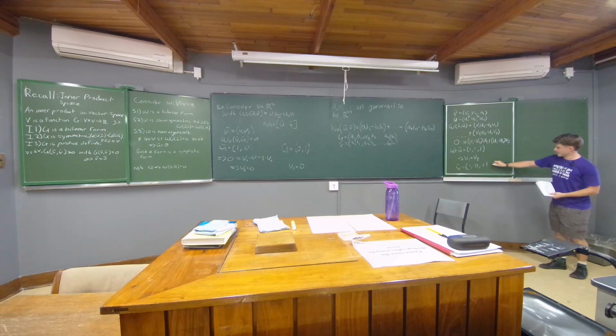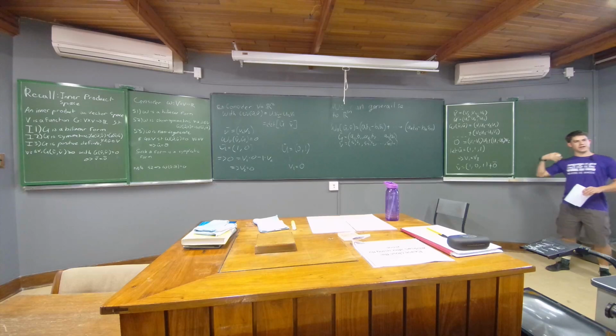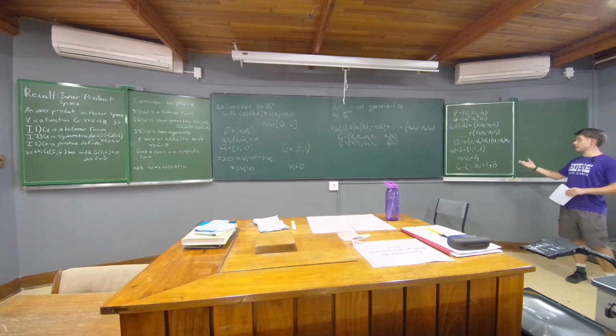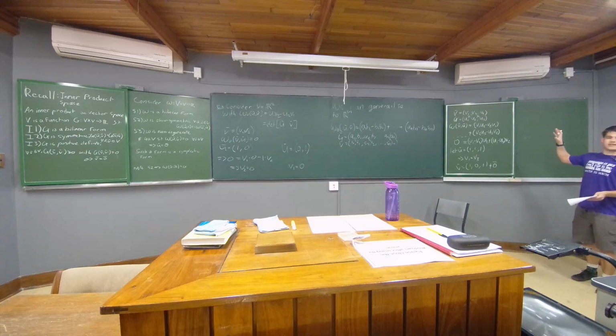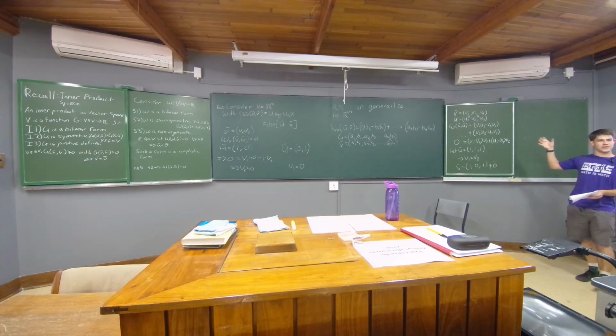But that's very much not the zero vector. So here we have a degenerate form instead of a non-degenerate form. So at least in the R3 case, we have an example of a form that isn't symplectic.